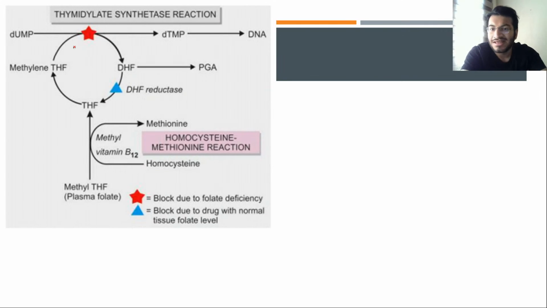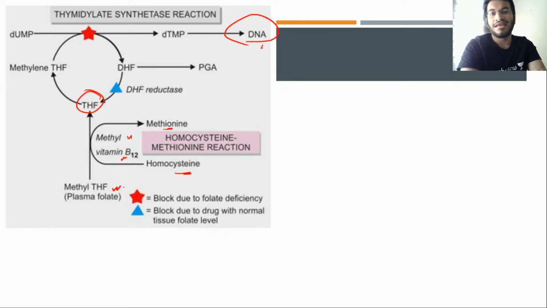So this is the main reaction जो होता है methyl THF से. First of all, methyl vitamin B12 is needed for the conversion of the homocysteine to the methionine, and methyl THF is converted to the THF, and further it goes to the further formation of the DNA and all of that. So if this is blocked, then ये सब ब्लॉक हो जाएगा.